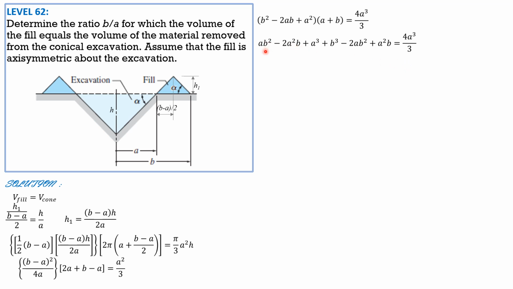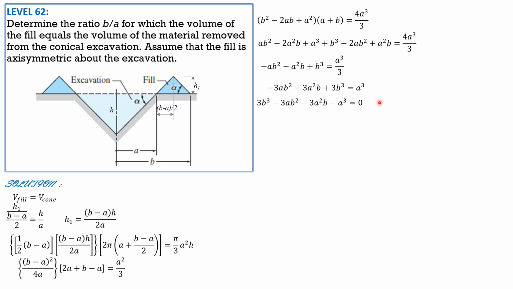So AB squared, and we have negative 2AB squared here, so negative AB squared, minus A squared B after we combine these two terms, then plus B cubed equals 4/3 A cubed minus A cubed, which is A cubed over 3. Cross multiply and simplify: negative 3AB squared minus 3A squared B plus 3B cubed equals A cubed. Then 3B cubed minus 3AB squared minus 3A squared B minus A cubed equals 0.